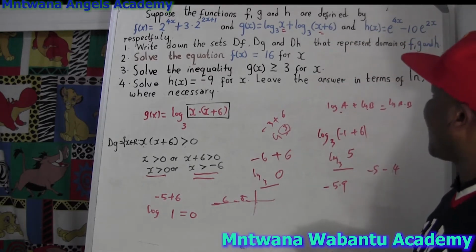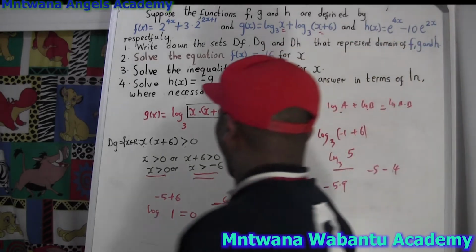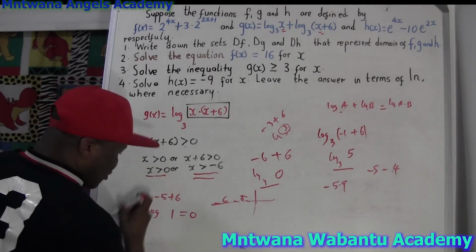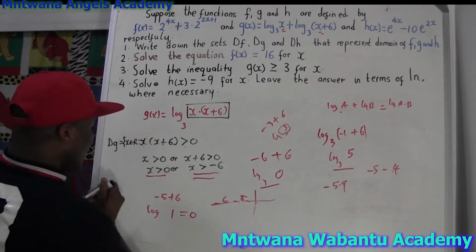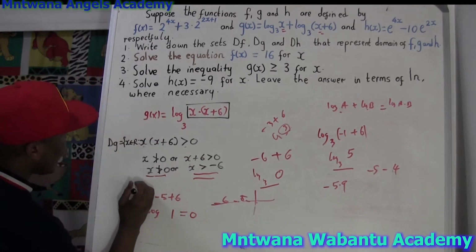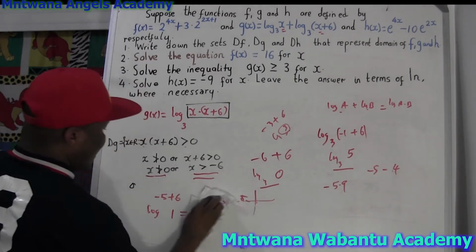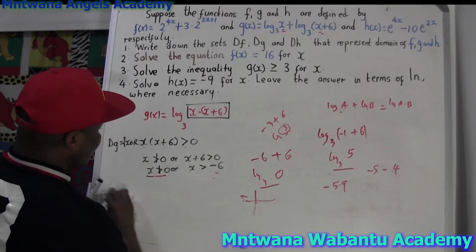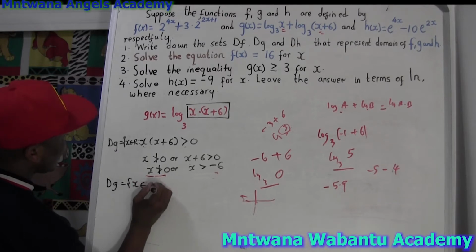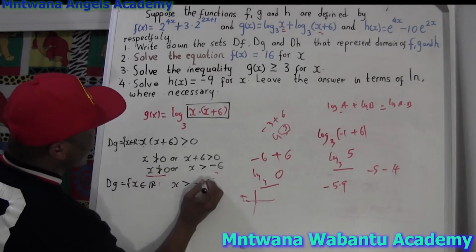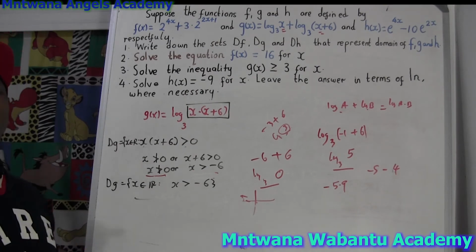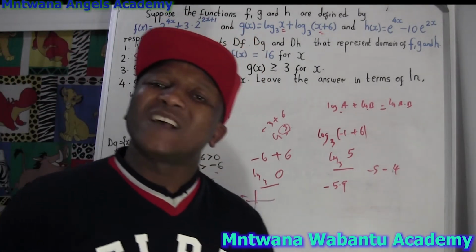So this is true, and this is not true. You can just cancel here and say no. This is not, and this is not. Only this is true. So for that case, the domain of g is x an element of the real numbers whereby x must be greater than negative 6. Now we want to go for h of x. h of x is exponential. We know for any exponential function, any number does work.